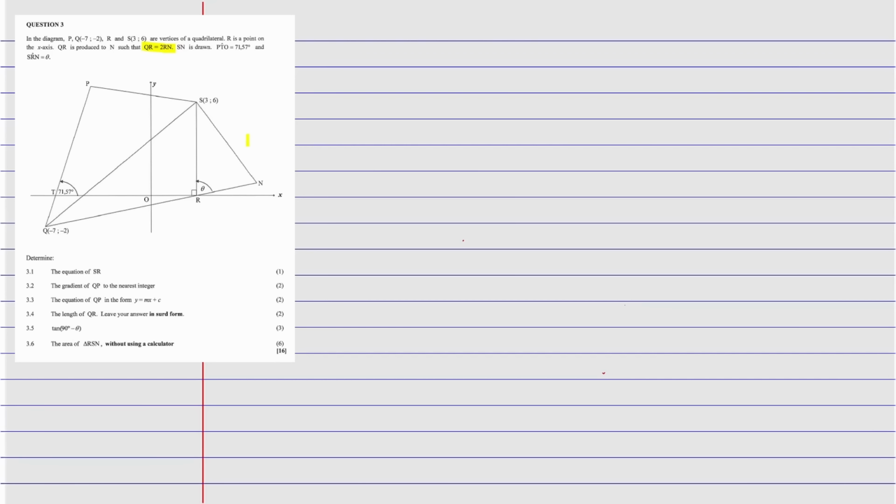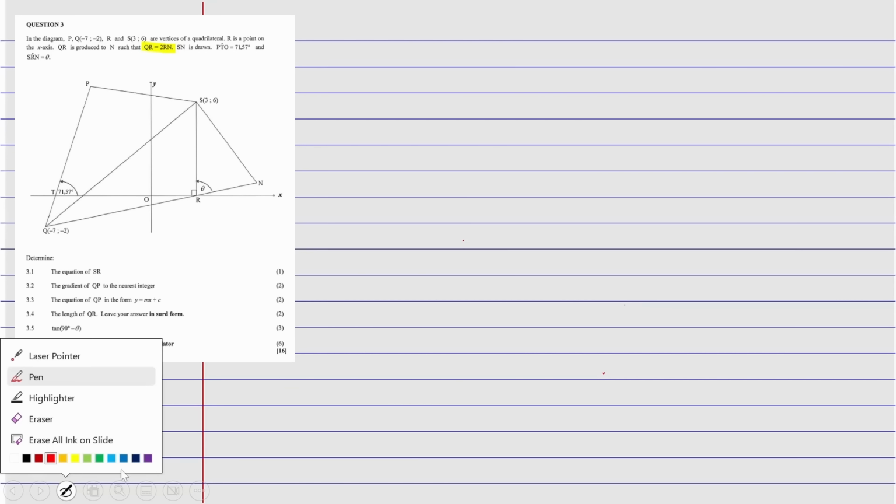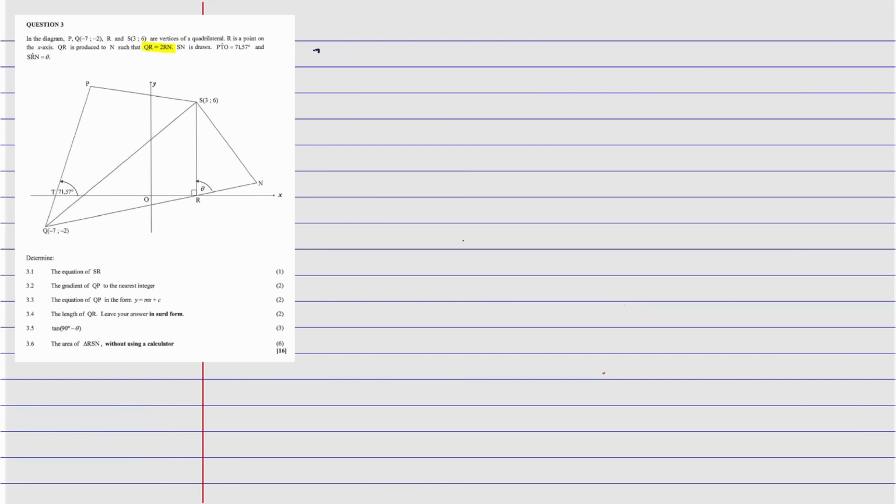And they tell us that SN is drawn. Then they tell us that PQO is equal to 71.57 degrees. And they tell us that SRN is equal to theta, right? So now the first question, which is going to be 7.1, it says we need to determine the following.